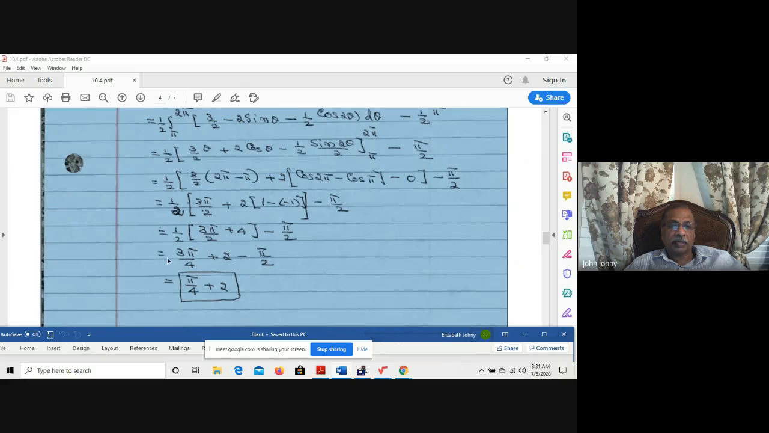Now combine 3 pi over 4 minus pi over 2. So pi over 2 means 2 pi over 4. So 3 pi over 4 minus 2 pi over 4 is pi over 4, plus 2, and that is the answer. I know that question was not very easy.